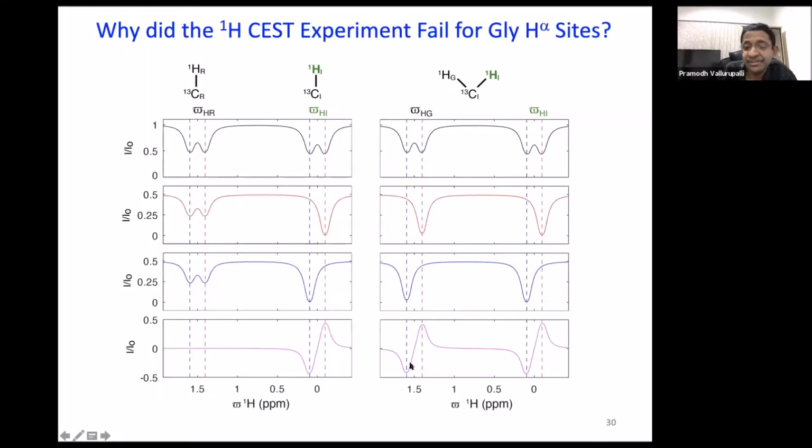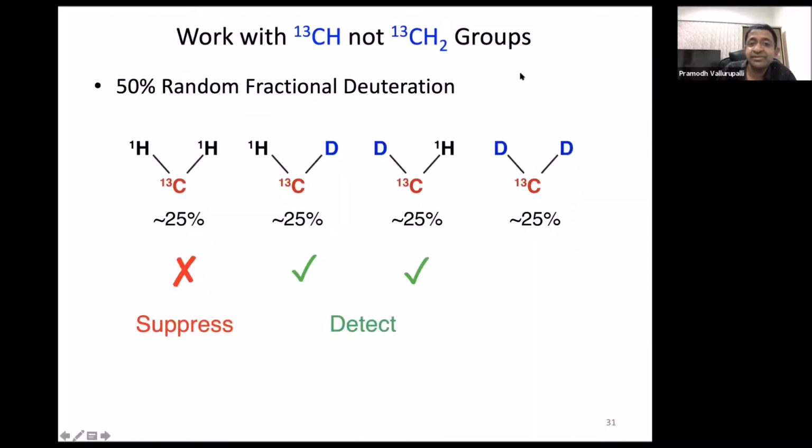Okay, so now we sort of understood where it came from. So how do we get rid of it? One way would be to come up with an experiment to study this in CH2 groups, but we thought others have solved it for CH groups, so let's just work with CH groups. So we said we'll 50% random fractionally deuterate our protein. Then we'll have 25% CH2 groups, which we have to suppress, and 25% HCD groups and DCH groups, which we want to detect, and 25% CD2 groups, which we cannot detect in our proton detected experiments.